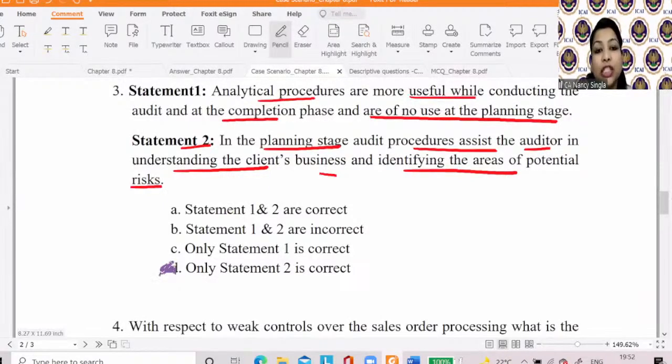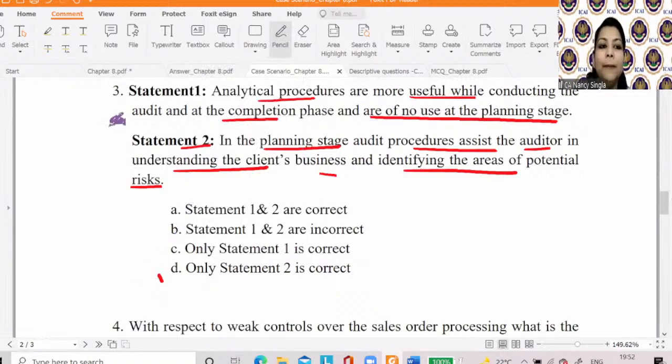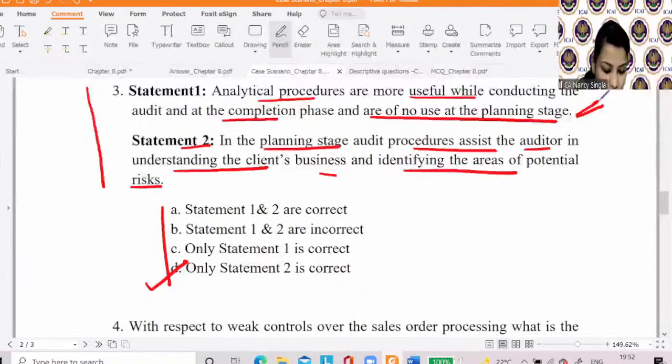So which statement is correct? It is not mentioned which statement is correct, but 2 statements are given, and then it has given options. So only statement number 2 is correct. Why? Because in the planning stage, analytical procedures may be useful. So Shubhank, your answer is correct. Sandeep, please check your answer to question number 3.